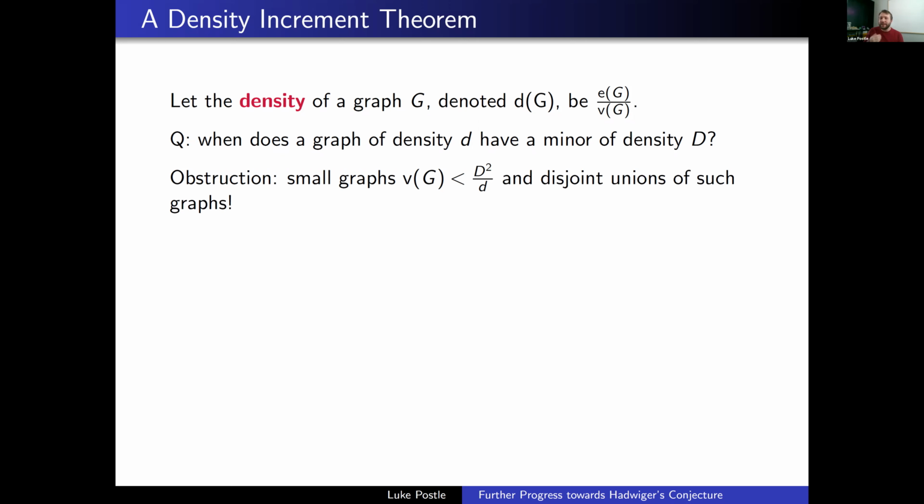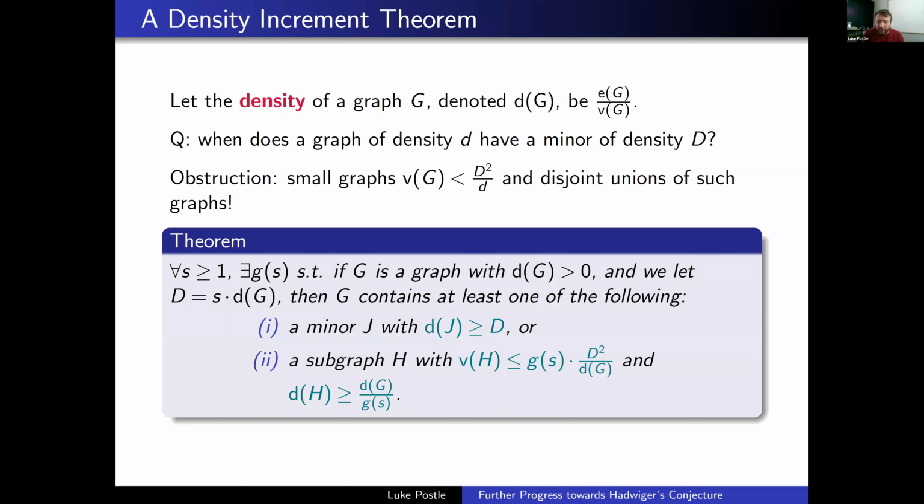Well, you can obviously take disjoint unions of such graphs. So you can just have kind of every component being small. And that's an obstruction. But if you don't have kind of dense small graphs, can you do this? And the answer is, in spirit, yes. So here's a nice theorem.